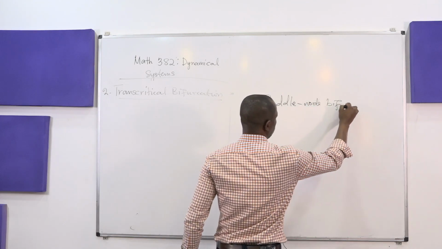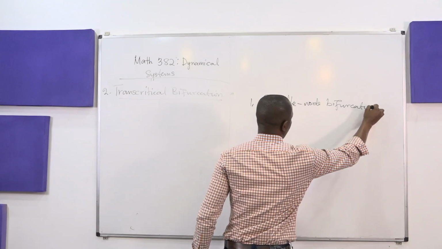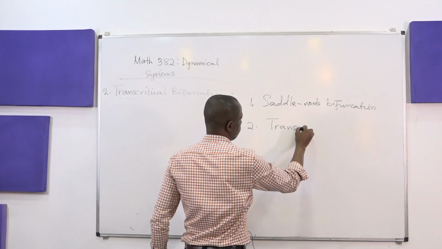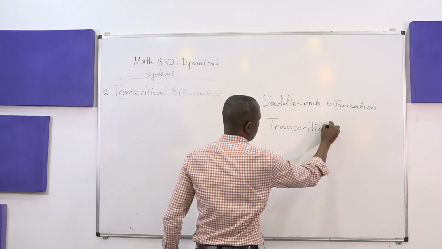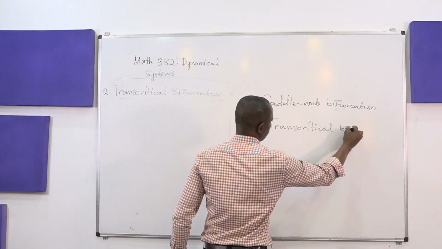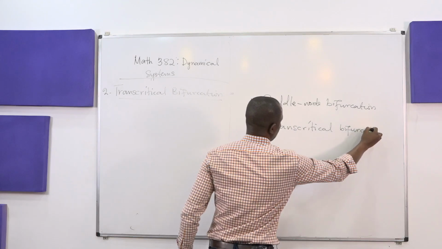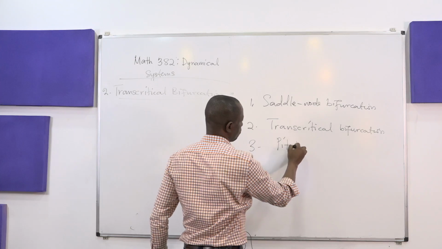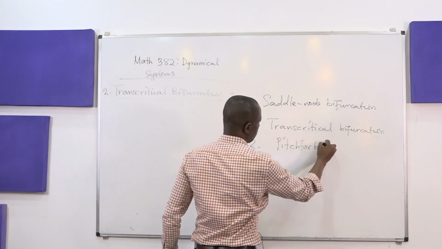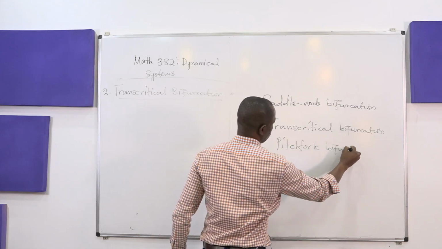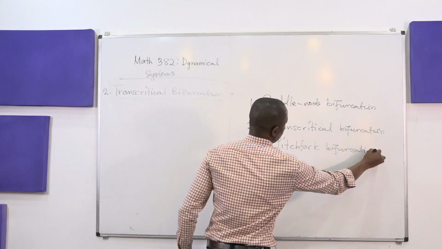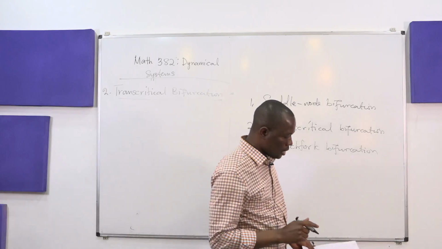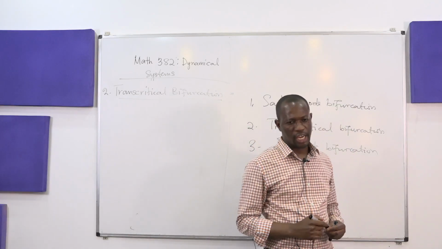bifurcation. We can have transcritical bifurcation, and then pitchfork bifurcation. You get it? But for saddle-node bifurcation, it's okay.